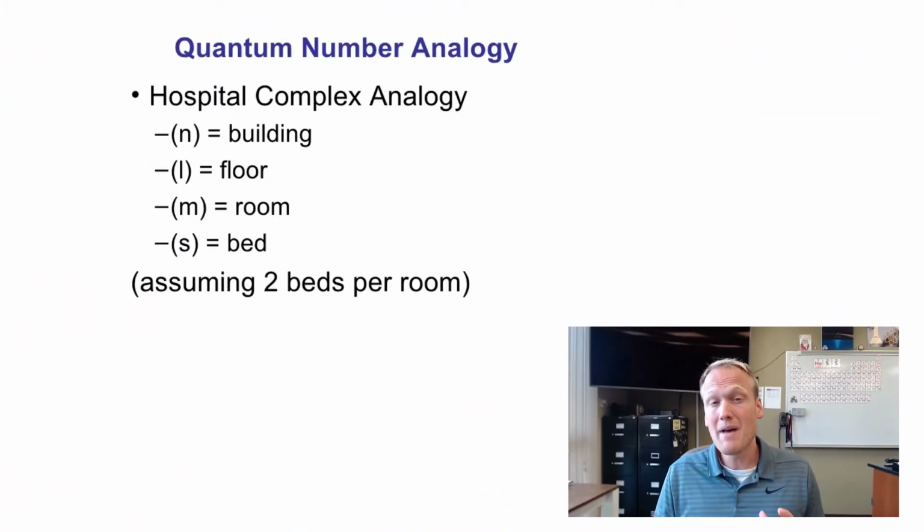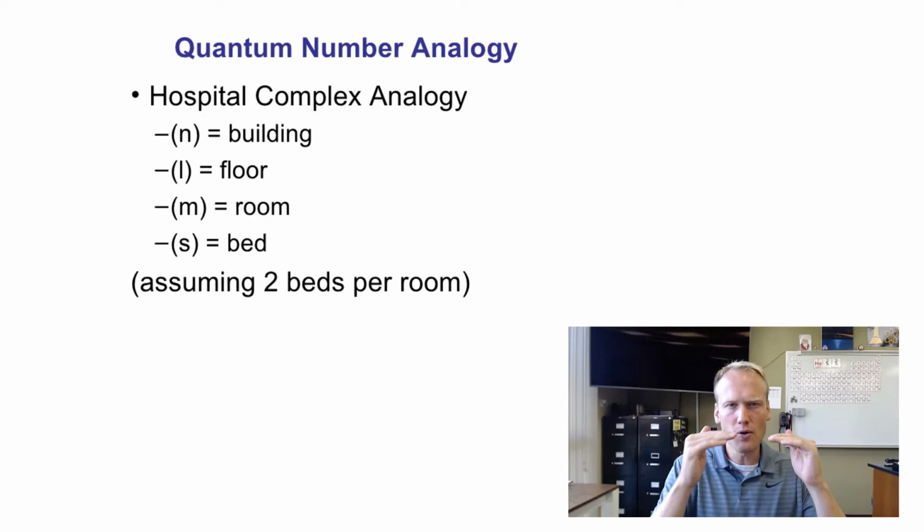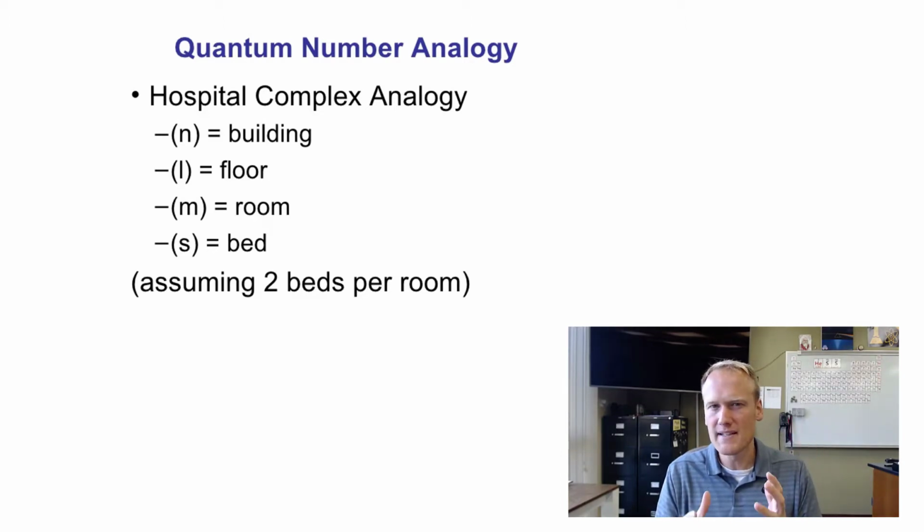Let's get started. Remember, we've been using the analogy of an address or a hospital complex where we talk about a building, a floor, a room in the floor, and then there's two beds in that room. There's two electrons that can go in every orbital. I'll continue to keep referring back to this analogy because I think it's helpful for you to understand what we're doing with the electrons.